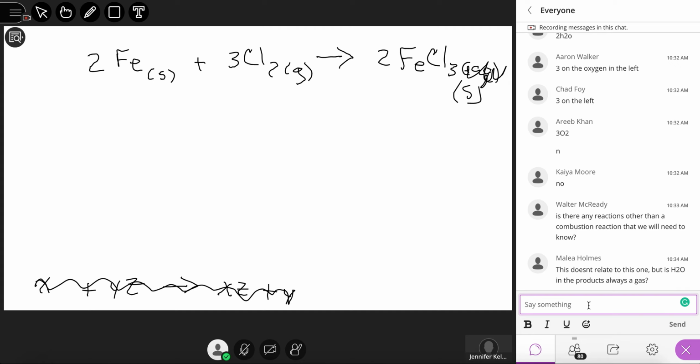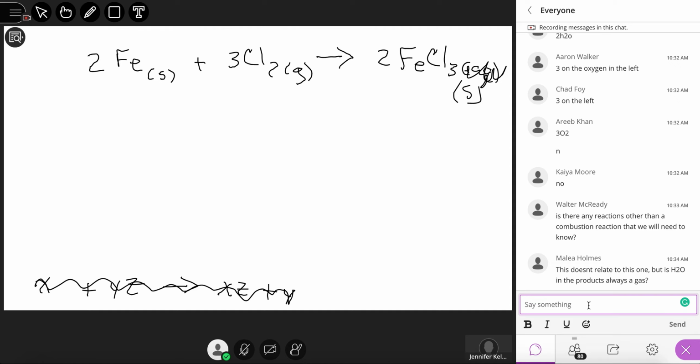Yes, in combustion, water is always a gas. The reason is because combustion is like an explosion. It's burning in fire, and so it's going to have just a little bit of water that's produced, so it's going to burn that water.